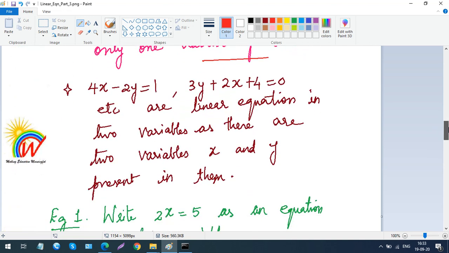Okay, now if you look at this equation, come to the fourth point here, 4x minus 2y equals 1.